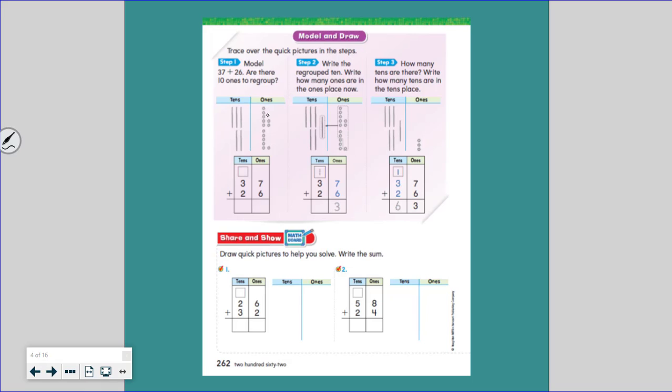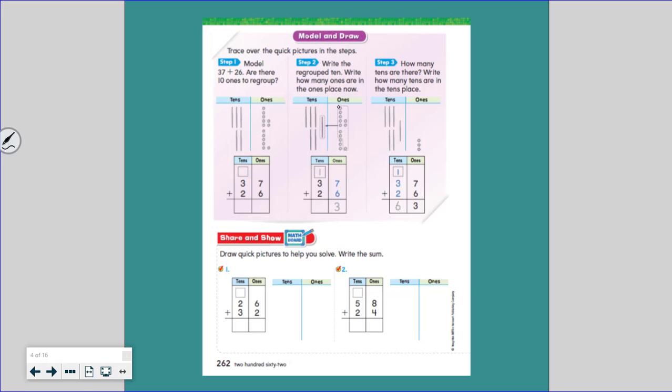So if I look at this, I would say that yes, there are, because there's 5 here and 5 there. That's half of a 10 frame, so put 2 halves together, you get a whole. So yes, there are enough ones to regroup. So step 2 says write the regroup 10. Write how many ones are in the ones place now.